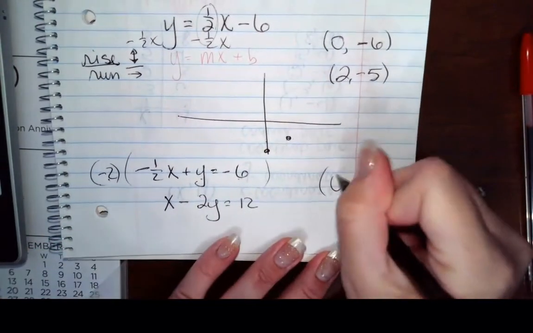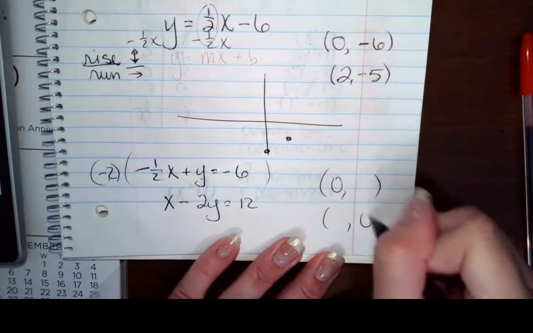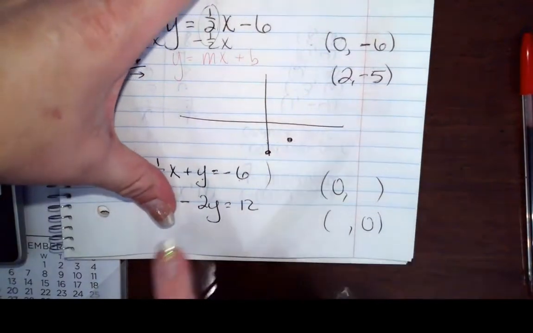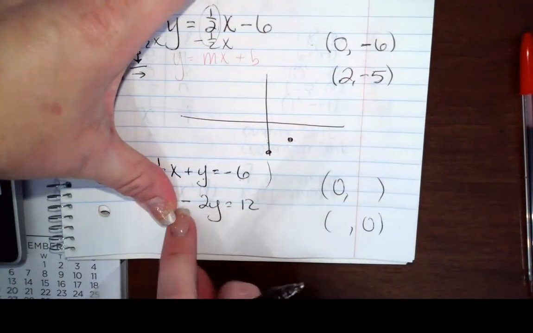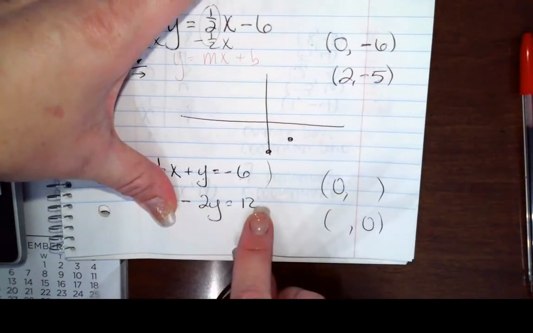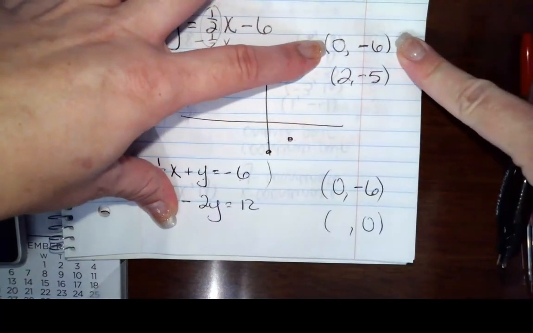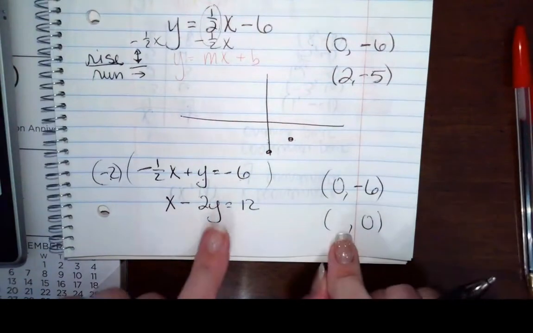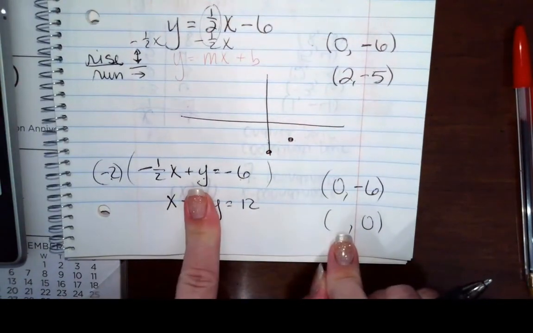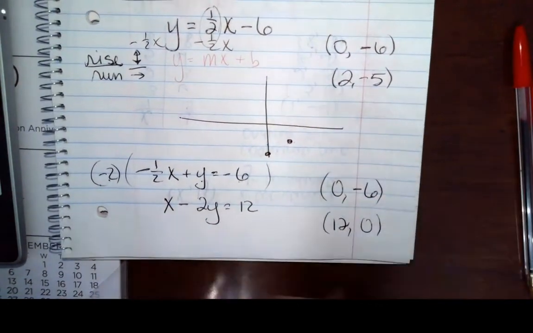So what would have happened with my intercepts? I could have had 0 out my x, and y would have given me, divide both sides by -2, -6. That's exactly what I got up here. Okay, 0 out my y, and x would have to be 12.